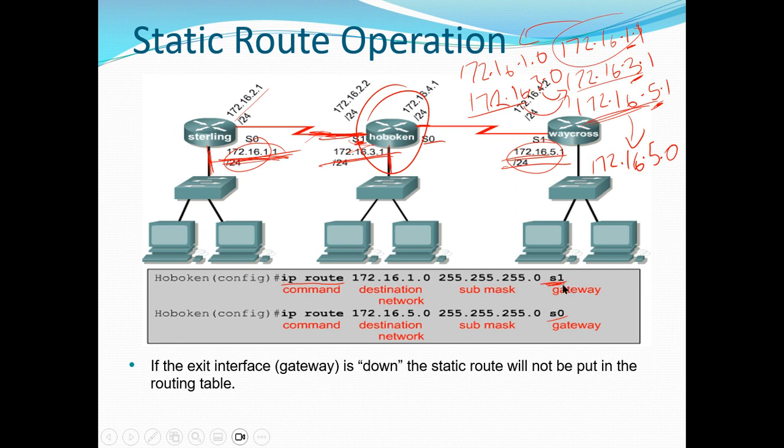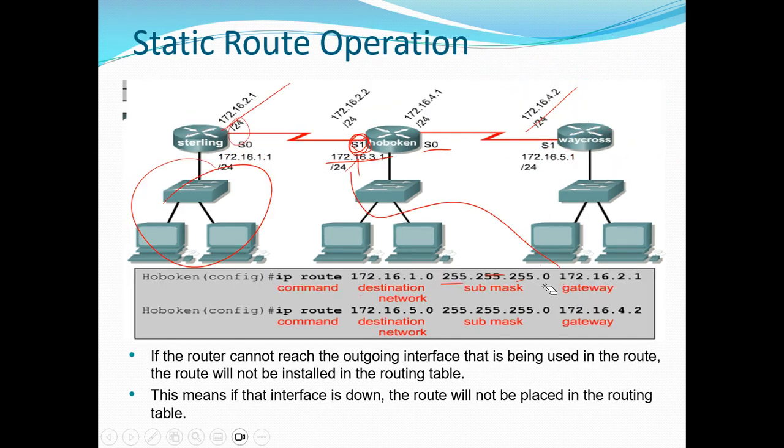The route will not be installed in the routing table. So when you actually configure this static routing, they were just placing this for an interface, but you don't actually write the interface here. You have to write the default gateway address, the default gateway IP address.